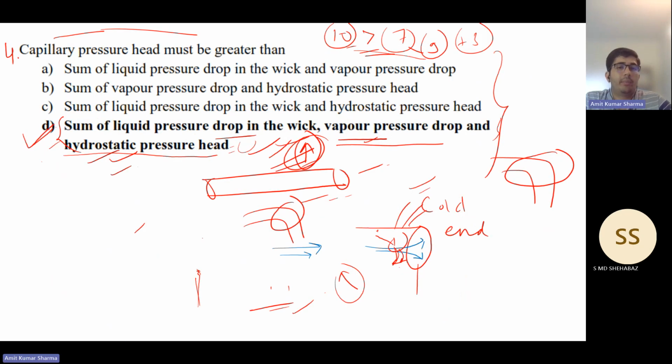The capillary pressure head must be greater than the sum of the liquid pressure drop in the wick, the vapor pressure drop and the hydrostatic pressure head. For more detail, you should refer to the class notes because there is a very big derivation on this. So it will be good if you go there and study them.